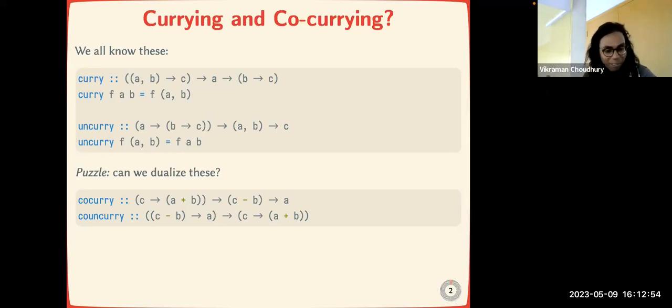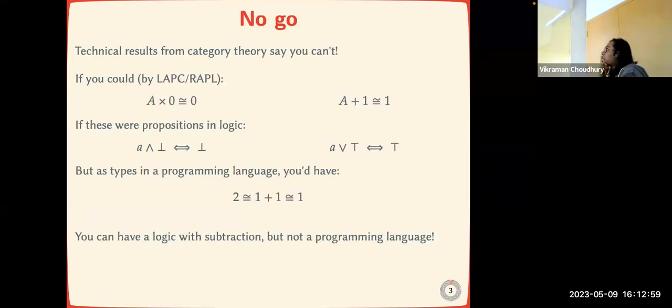Okay. Now this is a puzzle. You can think about it on your own time, but unfortunately, if you know a little bit of category theory, you realize that there can never be a language in which you can have both currying and co-currying. For those of you who know a little bit of category theory, the times is a left adjoint, so it preserves colimits. And if you had co-currying, the co-product becomes a right adjoint, so it preserves limits. So A times 0 is 0, which is fine when you have currying. But if you had co-currying, you have A plus 1 is 1.